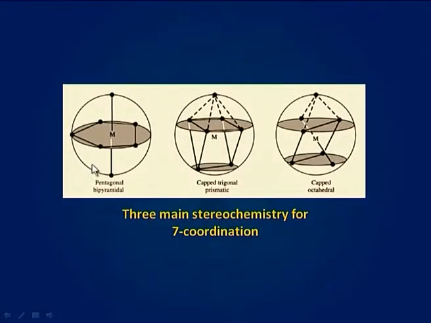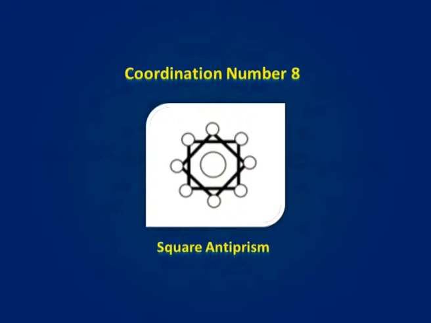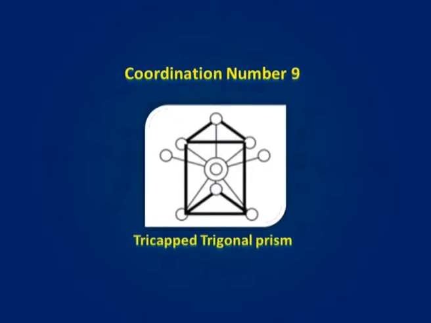Here you can see the 3 possible geometries for 7 coordination number. First one is pentagonal bipyramidal, which is the most common one. The other one is capped triangular prismatic, and the third one is capped octahedral. The higher coordination numbers, that is 8 and 9, are very rare, and these are not required to be discussed here. Now you know the important stereochemistries related to the coordination numbers from 2 to 9.